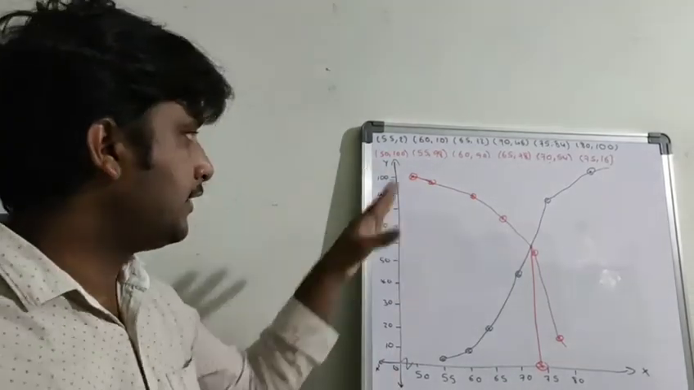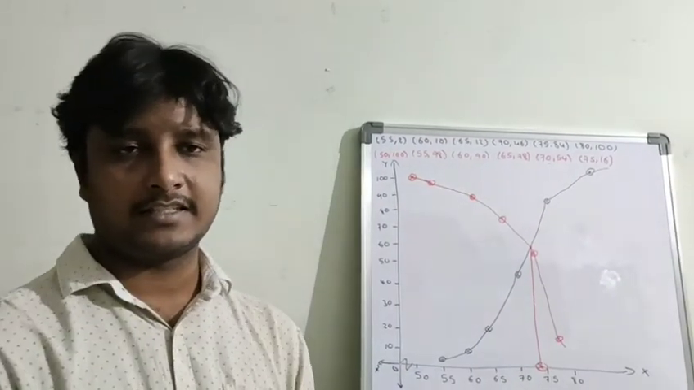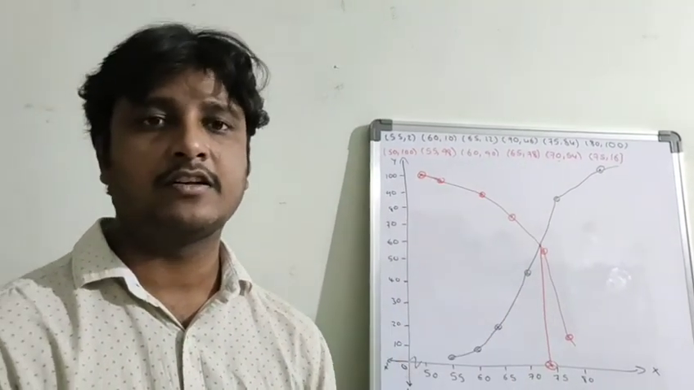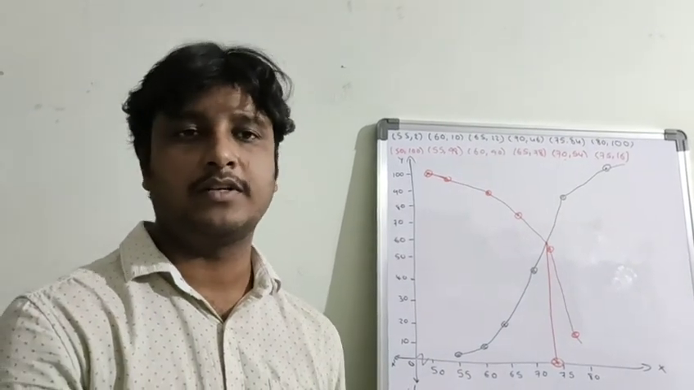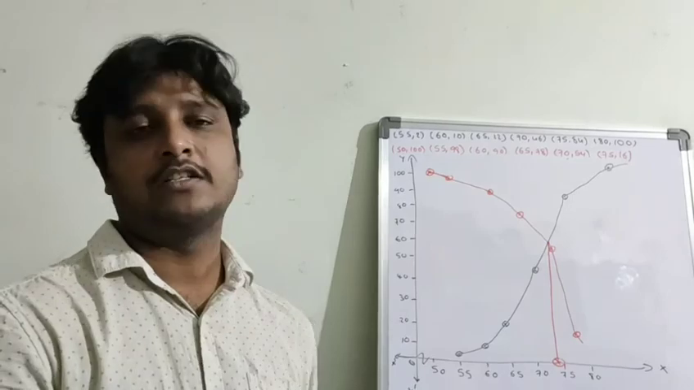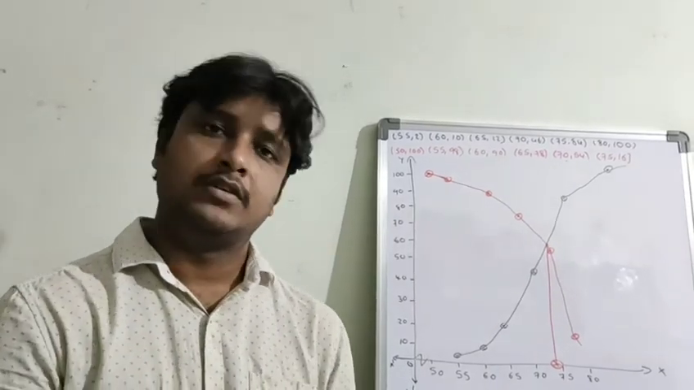And this is the statistics class exercise. The first, second, third questions I explained today. First question, how to find the median using less than ogive. Next, greater than ogive. Next, both ogives. So we will meet in the next class.